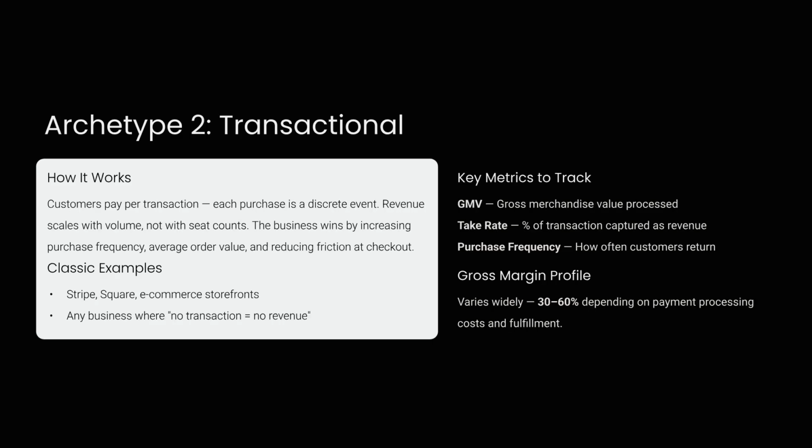Archetype 2 is transactional. Customers pay per purchase. Revenue scales with volume. Metrics to track include gross merchandise value, take rate, and purchase frequency. Gross margins vary widely, typically 30 to 60%.